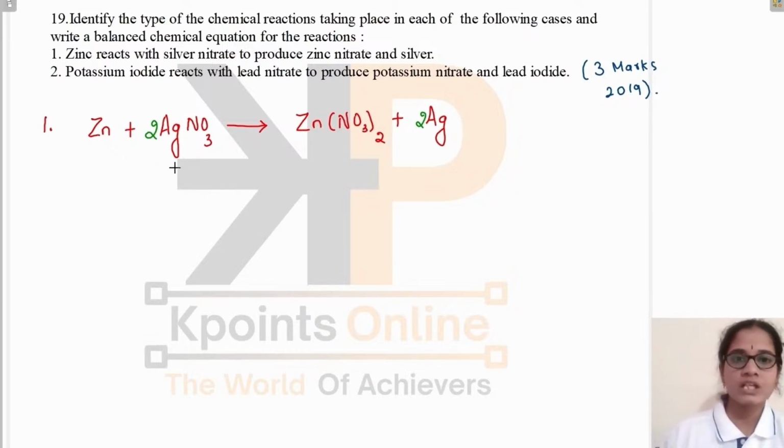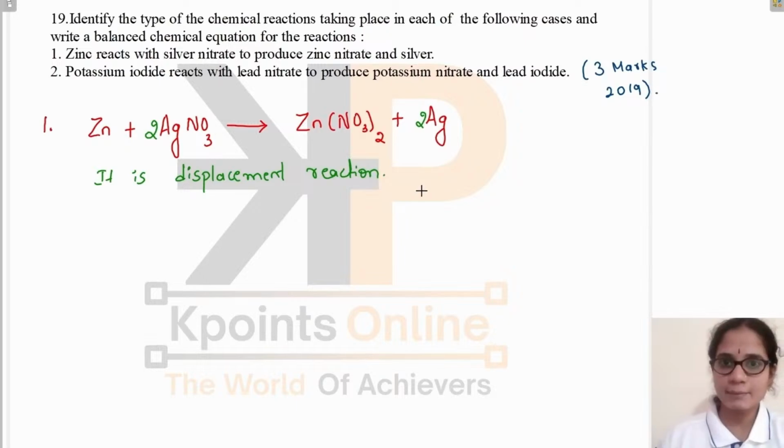Okay. What is the type of chemical reaction it is? Here a single element is displacing another element from its solution. Yes. So it is a displacement reaction. You should not forget to mention the type of reaction. Okay. Now let us write the second equation.